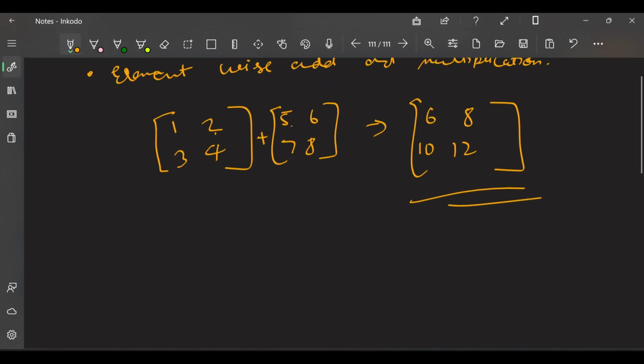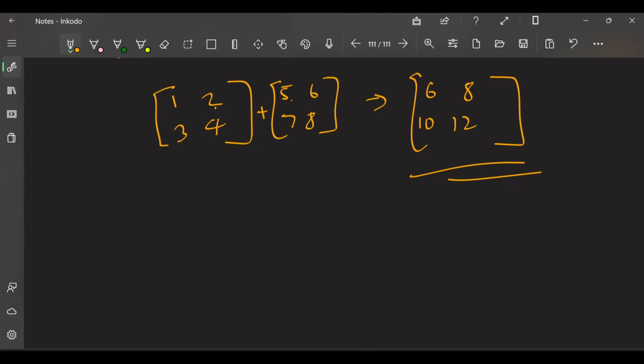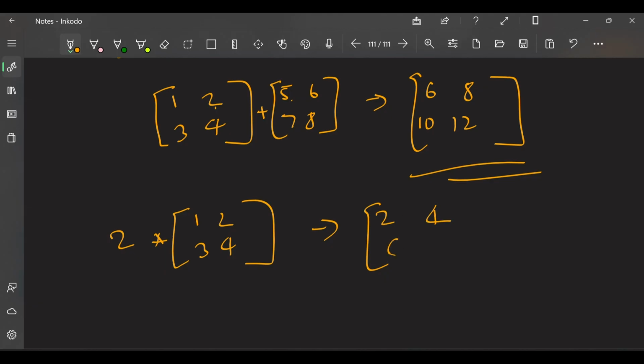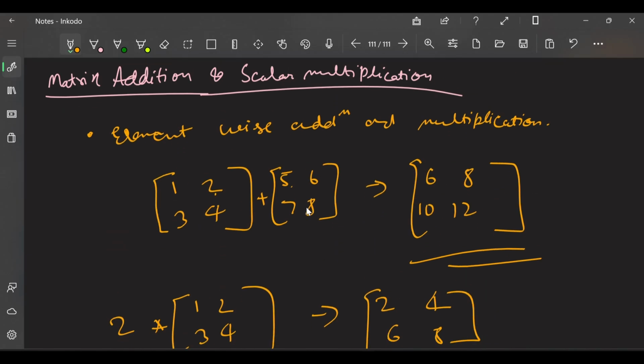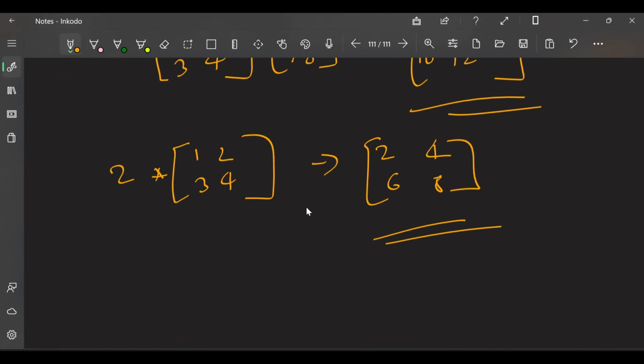And the same thing with multiplication: if 1, 2, 3, 4 is given and you have to multiply it by 2, what is the output? 2 into 1 is 2, 2 into 2 is 4, 2 into 3 is 6, 2 into 4 is 8. So this is nothing but matrix addition and scalar multiplication. I hope this is clear.